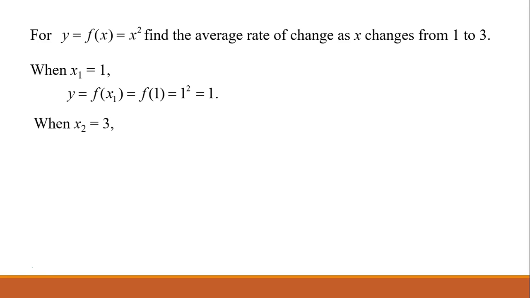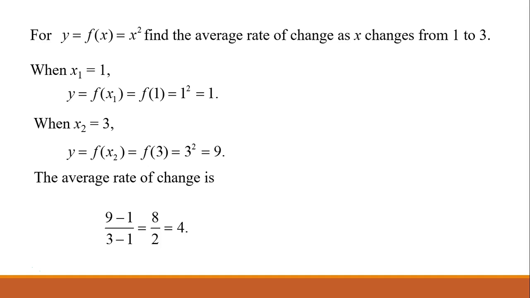Our second point has an x-coordinate of 3, and its y-coordinate is what we get when we substitute 3 in for x in our function. 3 squared is 9. So our second point is 3, 9. So to find the average rate of change, we simply have to find the slope of the line between those 2 points, which is 4.